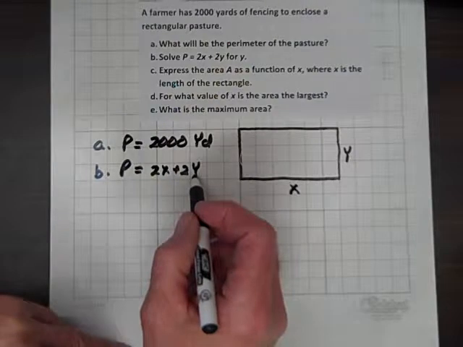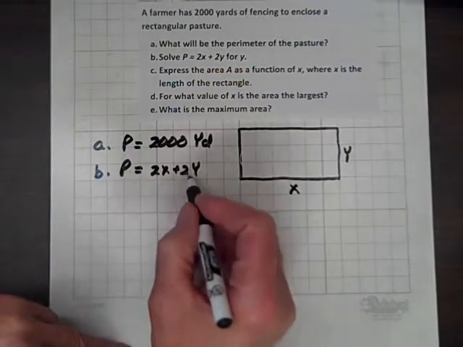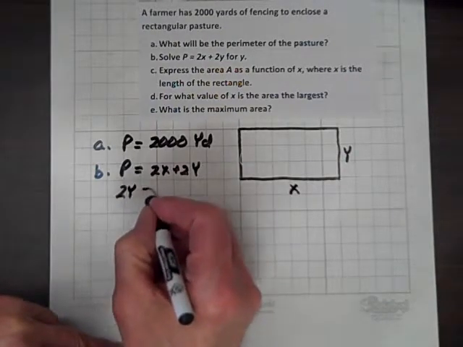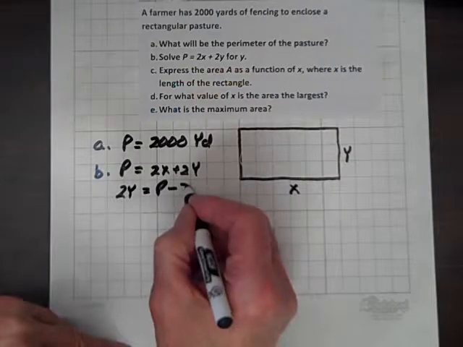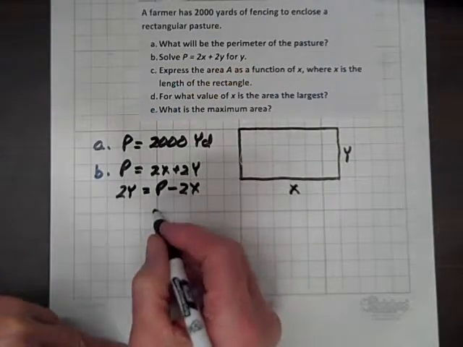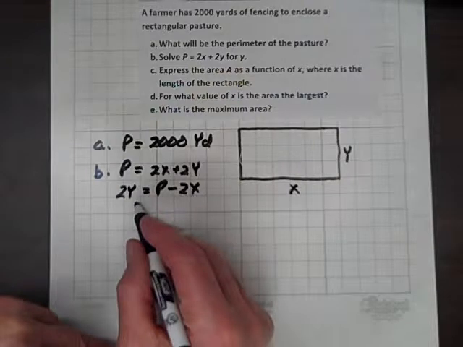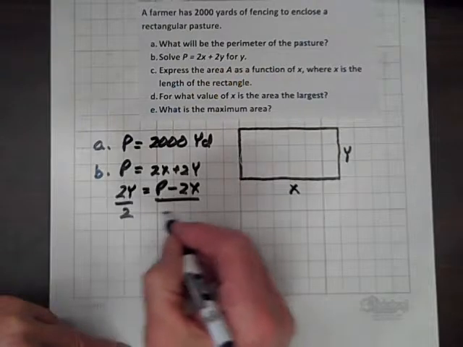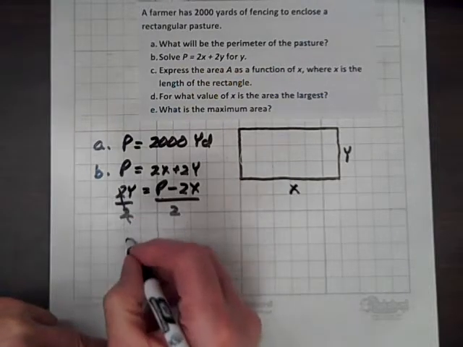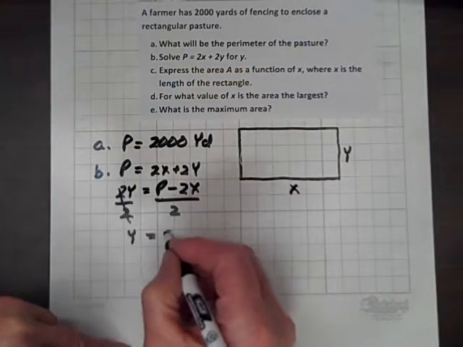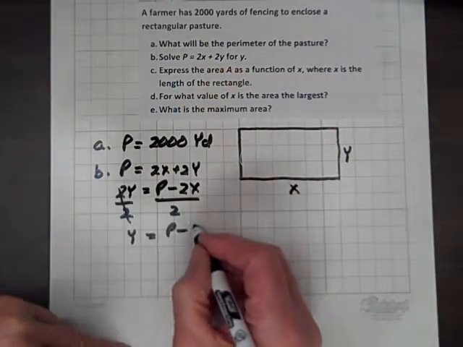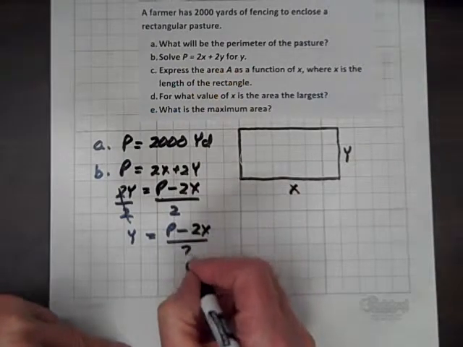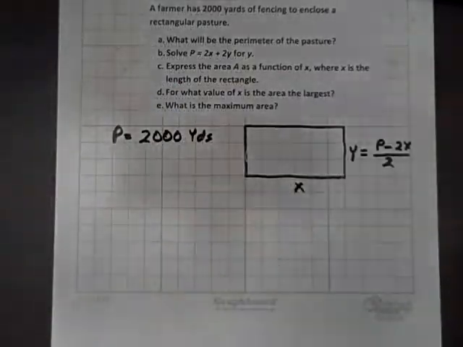So we'll isolate the term with y in it. So subtracting 2x from both sides, we have 2y equals P minus 2x. Our next task is to isolate y, so we'll divide both sides by 2. The 2's divide out, and y equals P minus 2x over 2.